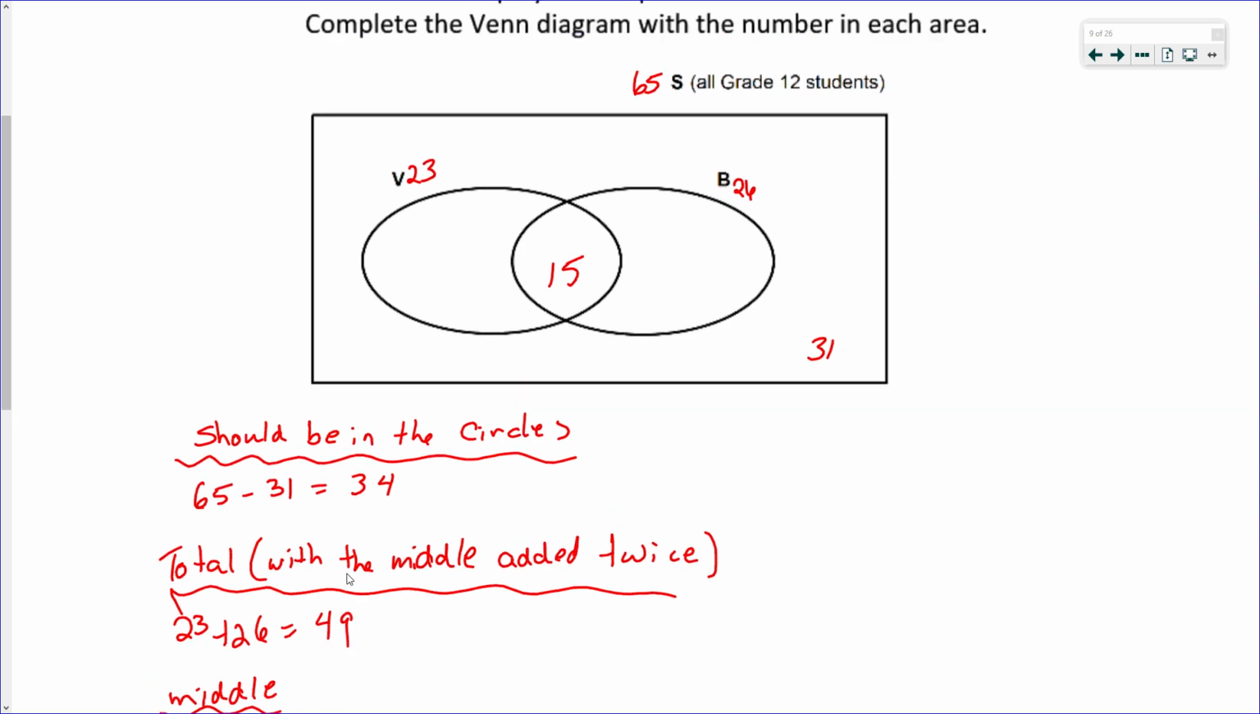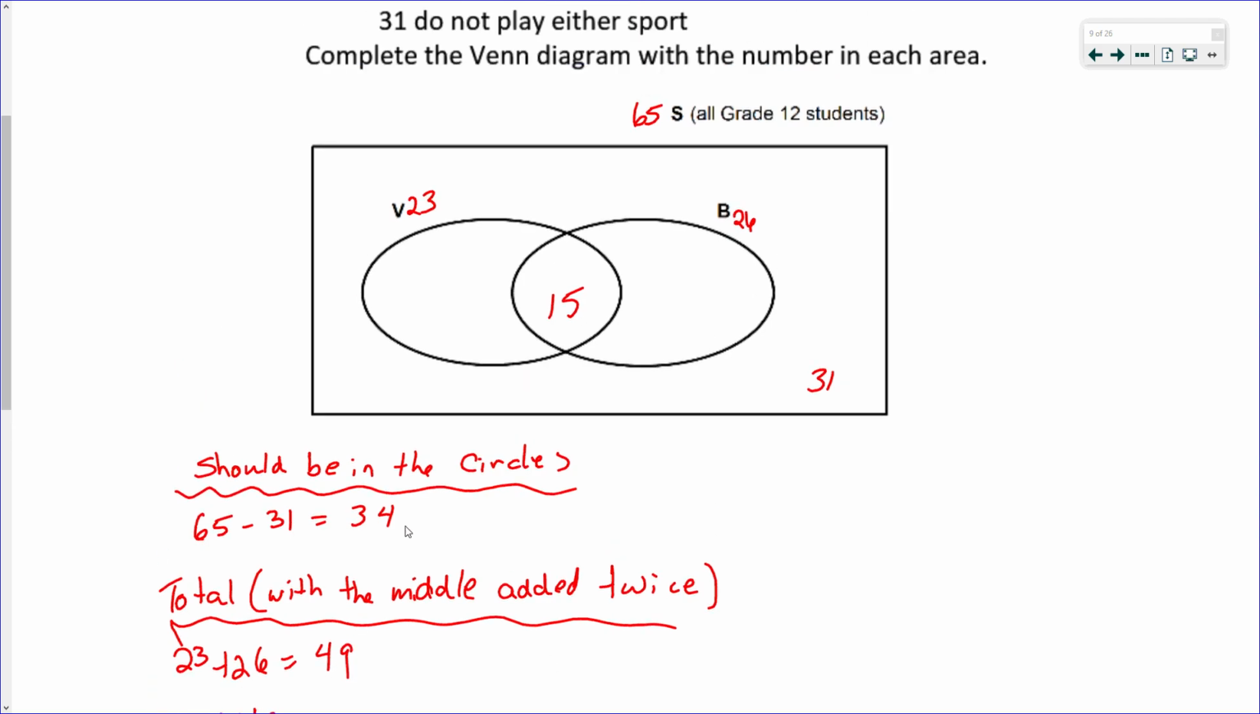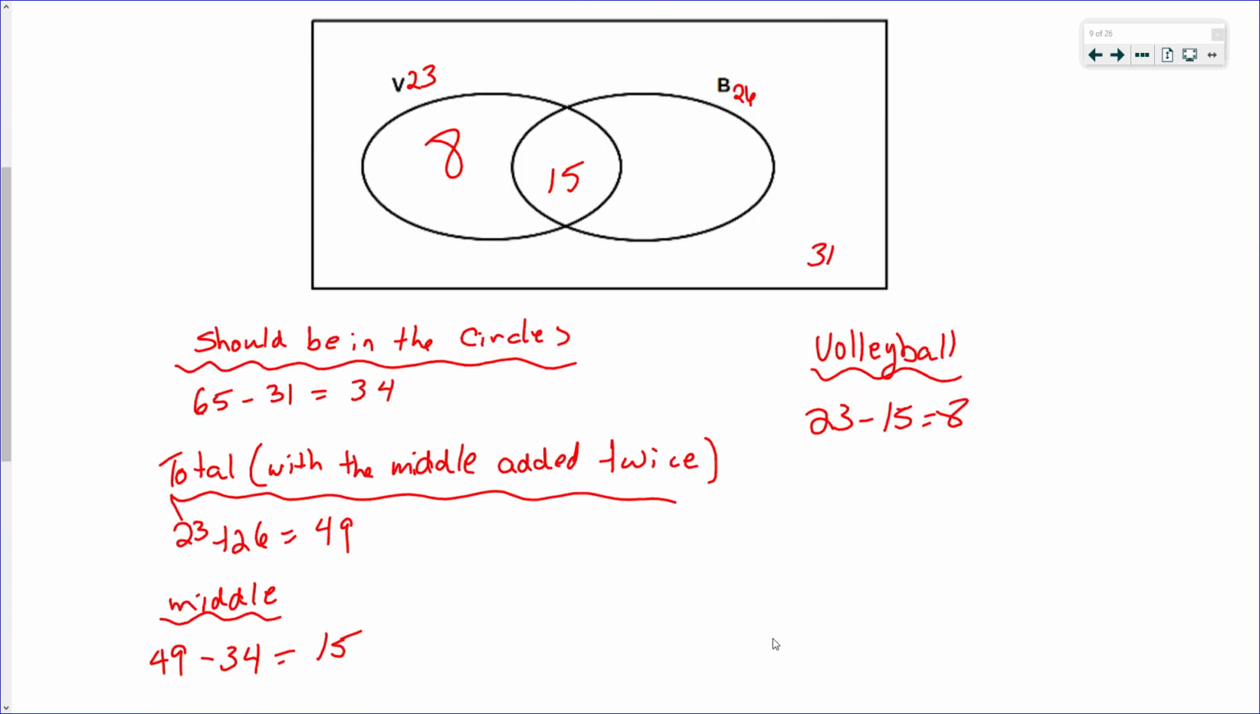Now that I have that, I can figure out the rest of my numbers here. The ones that just play volleyball would be the 23 minus the overlap, which is 15. And so I get 8 people that only play volleyball. I'll do the same thing for the basketball. I got 26 that play basketball, but if I minus the overlap, I get 11. So I have 11 people that just play basketball.